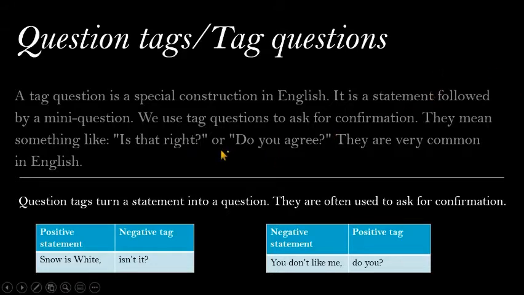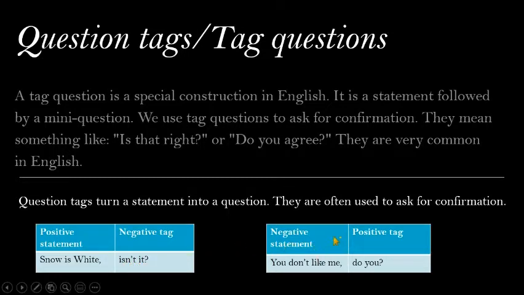Here I am going to explain that tag questions are commonly used to ask for confirmation. Also here I have some examples. It is that if we say a positive statement, so the tag question is negative. For example, snow is white and the negative tag is isn't it?